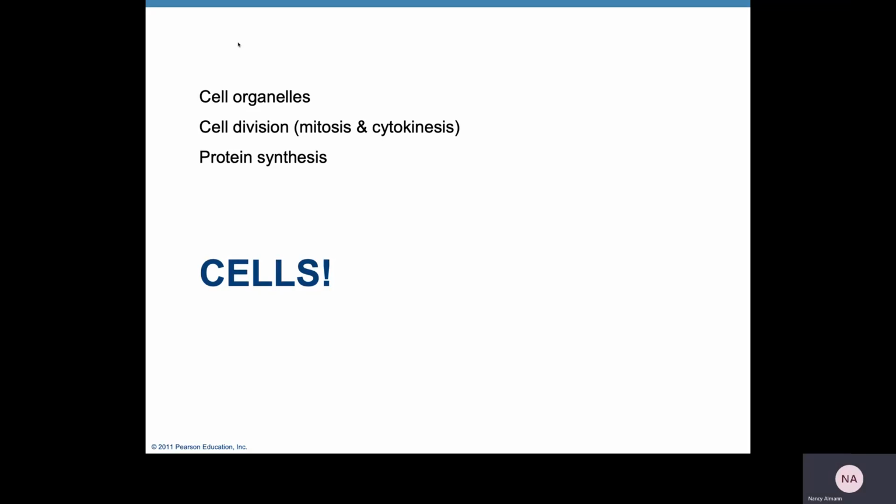In this section, we are going to talk about cells. We're going to be talking about their organelles. We're going to be talking about cell division, and that specifically includes mitosis and cytokinesis. And we will delve into the very exciting activity of protein synthesis. It's a very important process for the body.